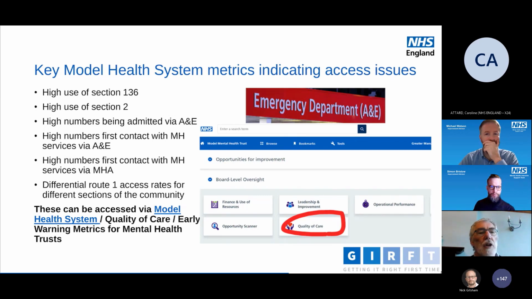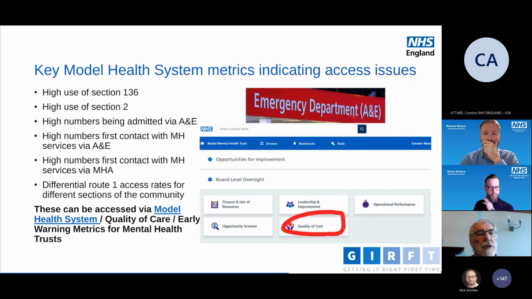This is data that's currently available. It's published. Anyone can look at it. Your trust board can look at it. Your senior manager can look at it. If you're not moving this stuff in the right direction, then you're not actually achieving systematic change and systemic change. So this is some stuff.